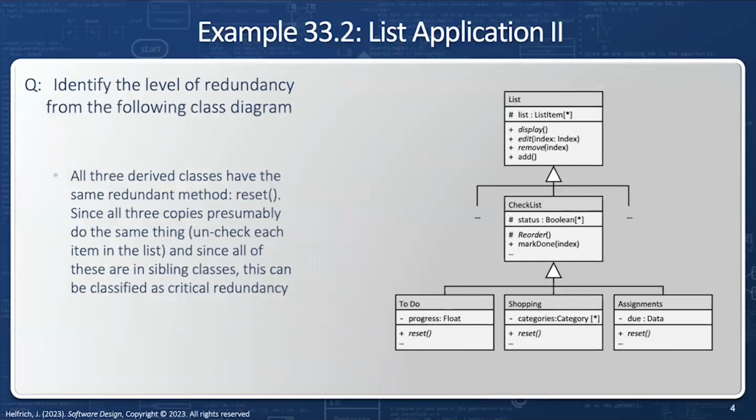Here's another example, also the same list application. All three derived classes have the same method, reset. And since all three copies presumably do the same thing, we have critical redundancy. We want to avoid that.